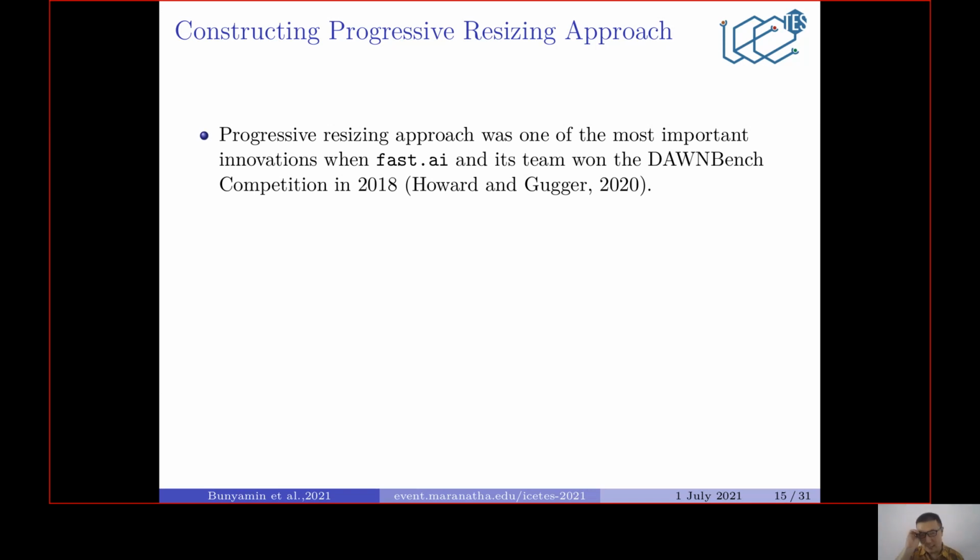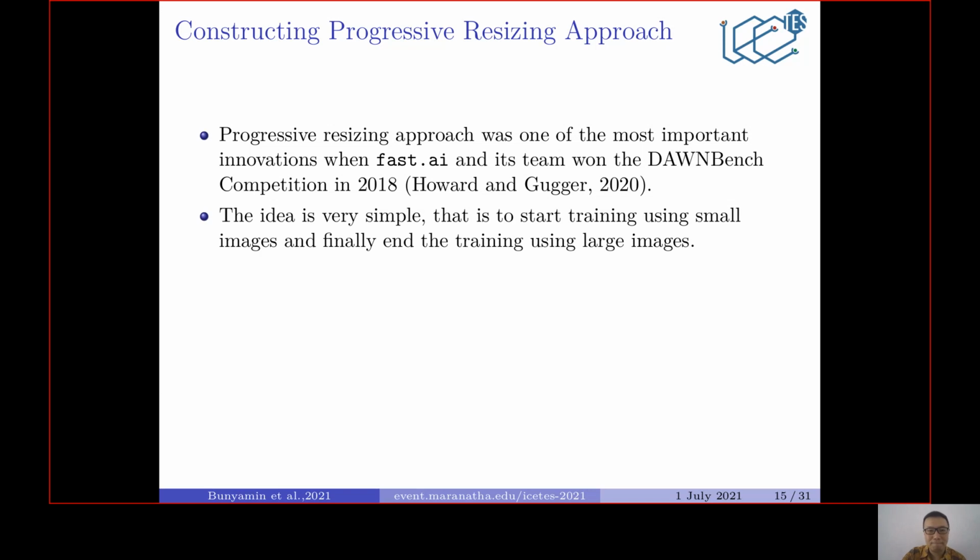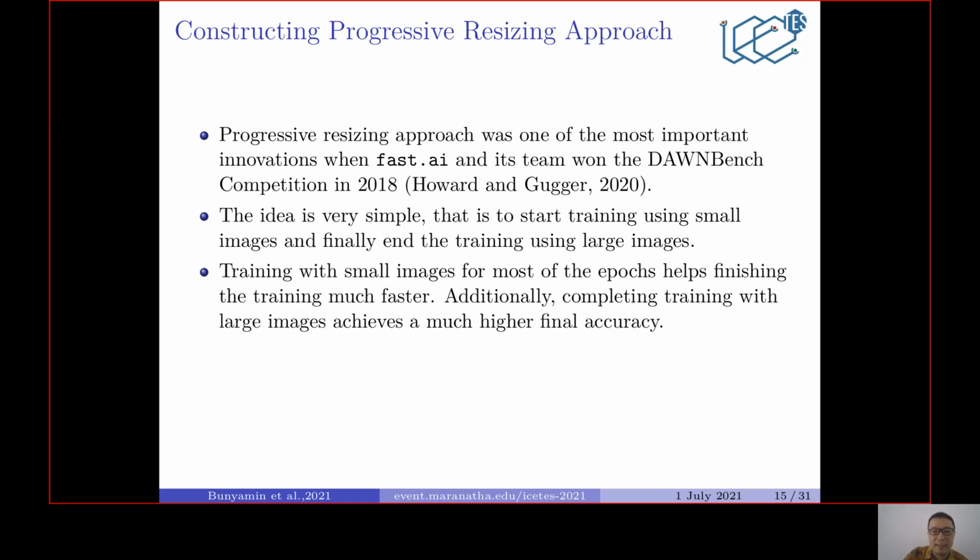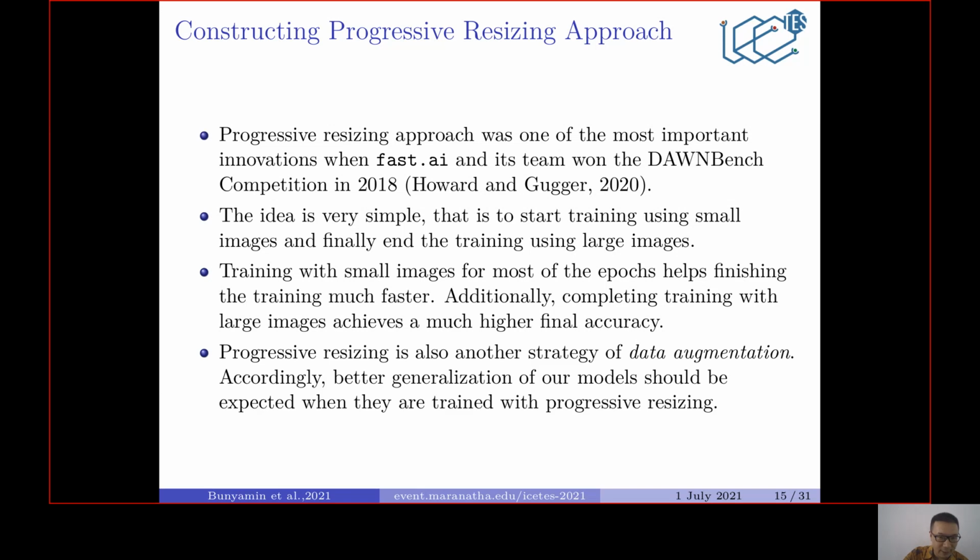And for the state of the art, we will utilize the progressive resizing approach. The idea comes from the fast.ai team, which won the competition in 2018. So the idea is very simple. We start training using small images and finally end the training using large images. In other words, progressive resizing is also a strategy of data augmentation, which makes the model generalize better compared to when we don't use data augmentation.